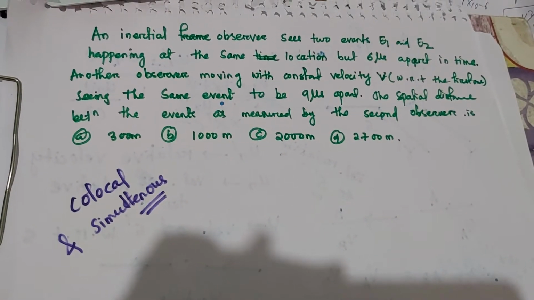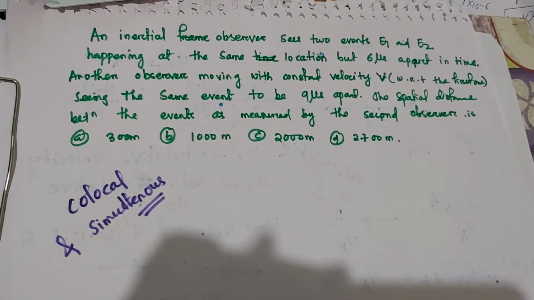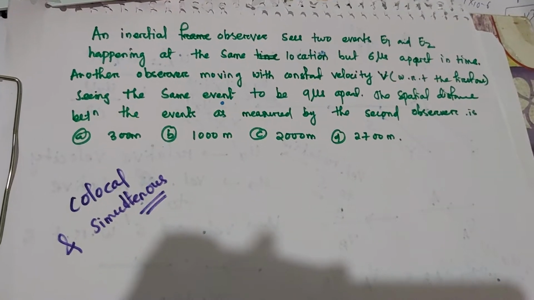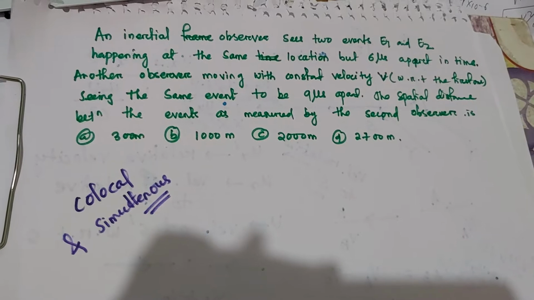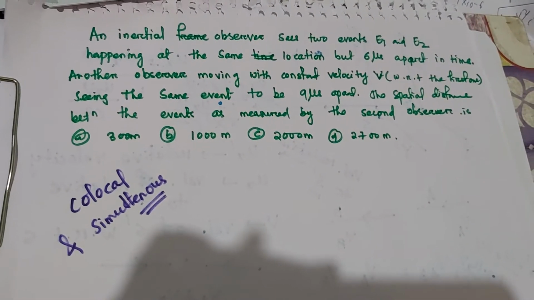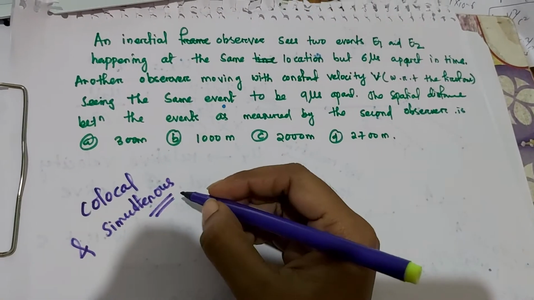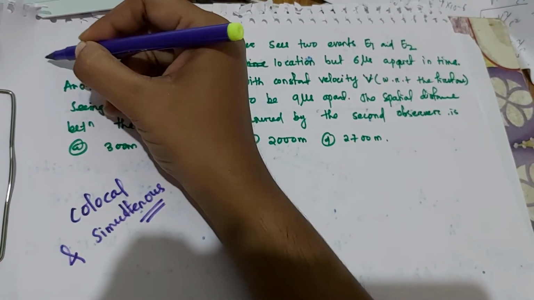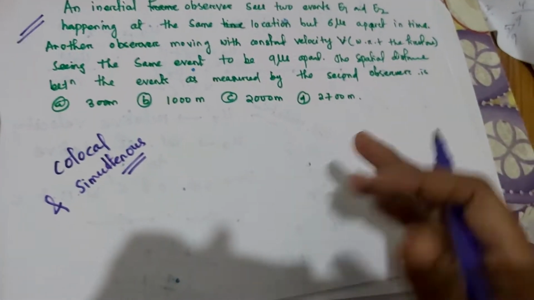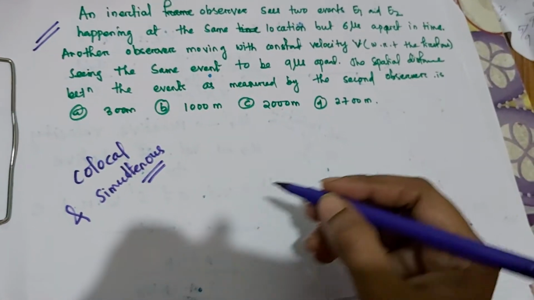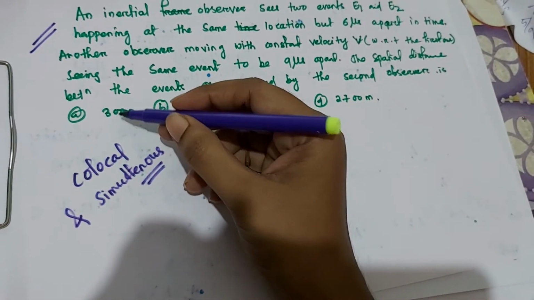So I am here with one more concept from the theory of relativity, that is from classical mechanics, and the question you will get from this part. Particularly this is related to co-local and simultaneous. This is a question which was there in the CSR, and before going to the question, as usual I will give you some concept.